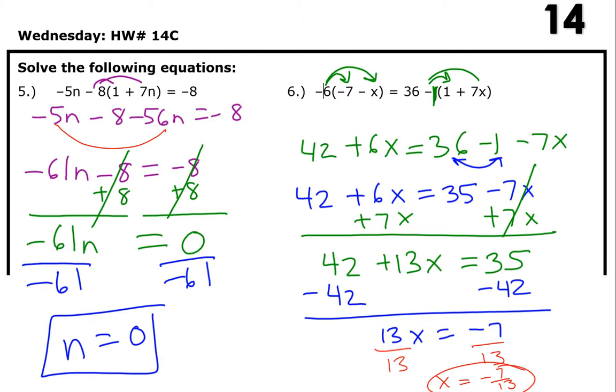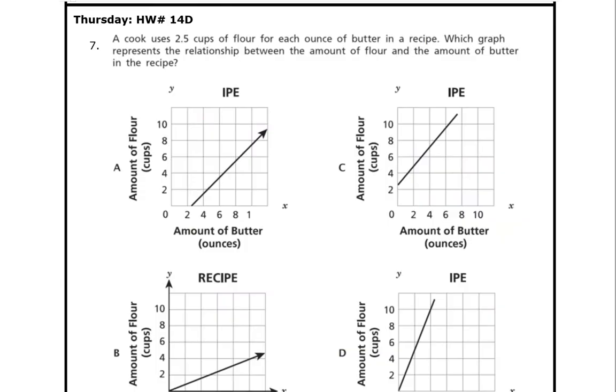Okay, last question. All right, let's move along here. The next box for Thursday says a cook uses 2½ cups of flour for each ounce of butter. So 2½ cups of flour for 1 ounce of butter.